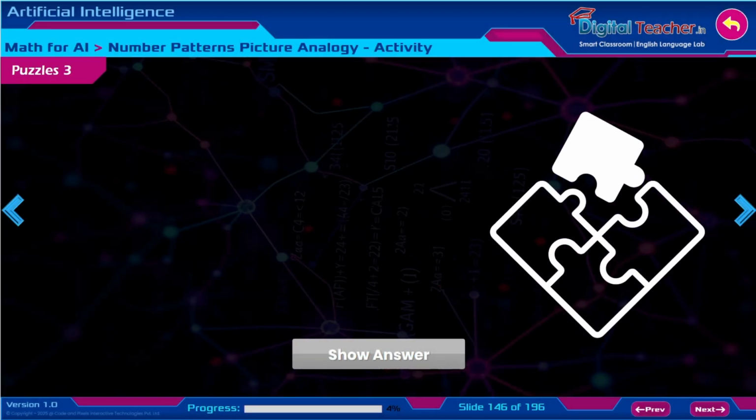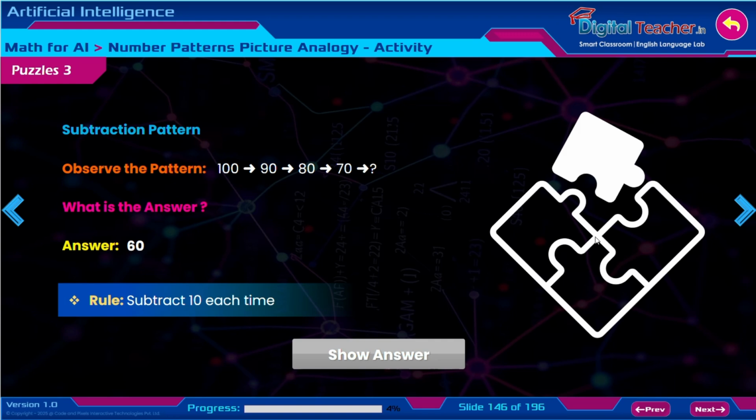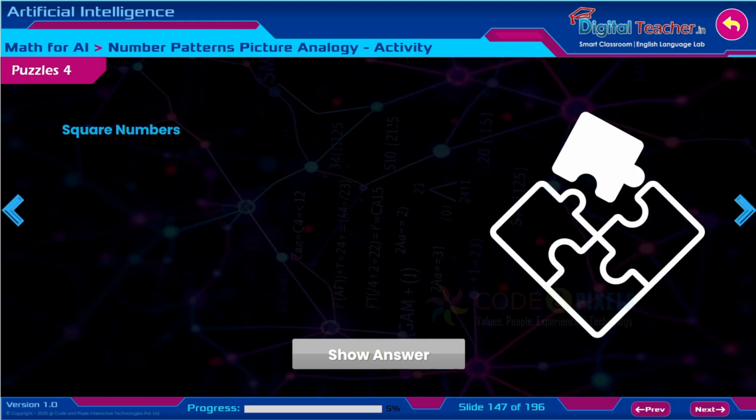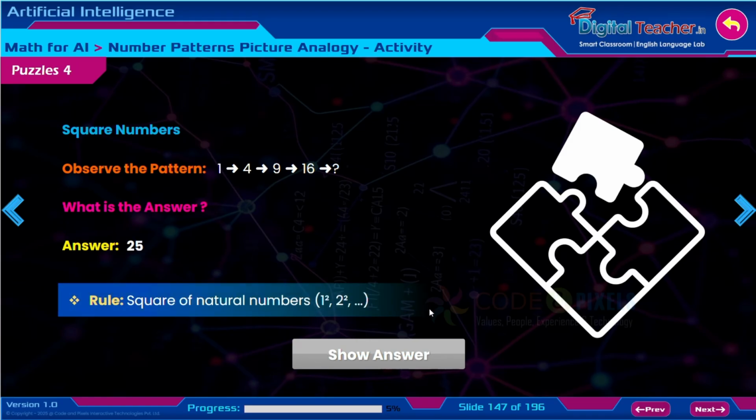Puzzle 3. Subtraction pattern. Observe the pattern. What is the answer? Rule for this pattern is. Puzzle 4. Square numbers. Observe the pattern. What is the answer? Rule for this pattern is.